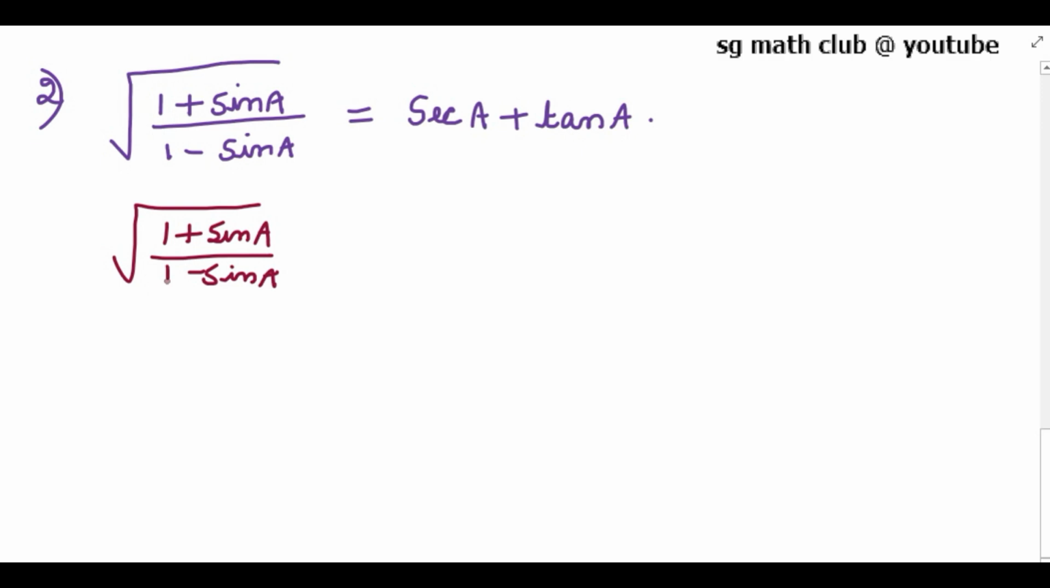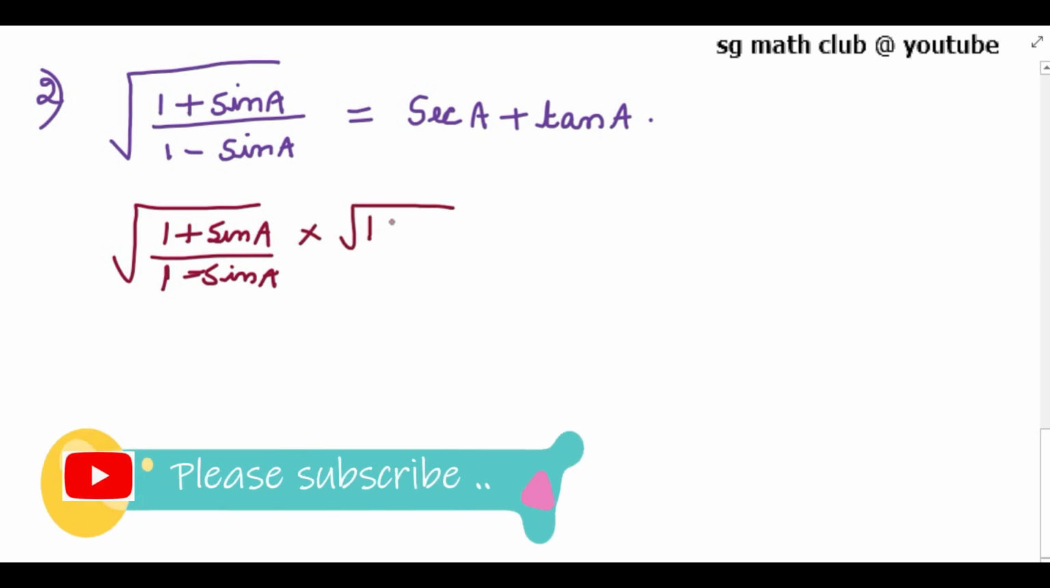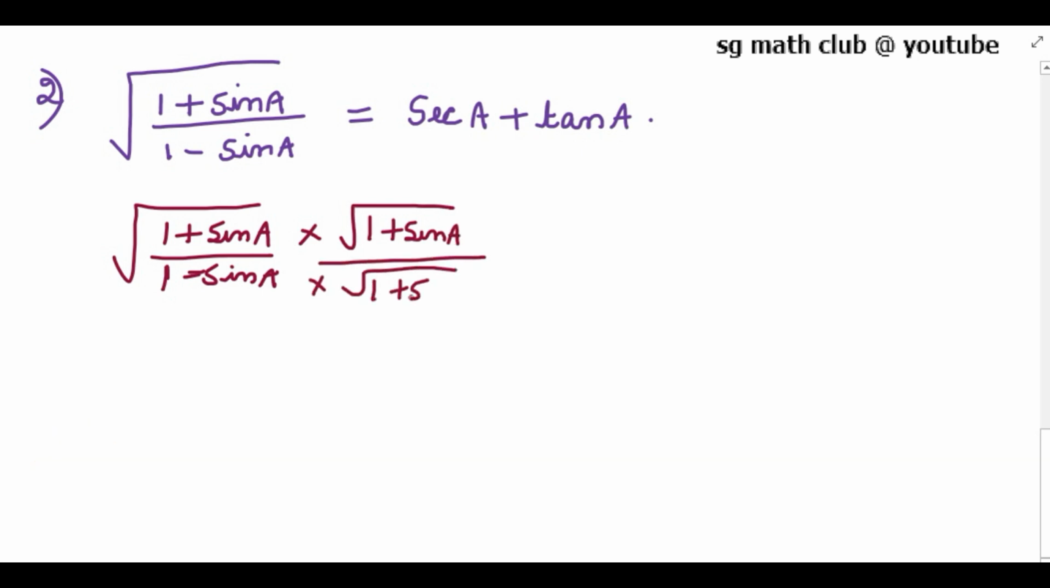In 9th standard you have studied about rationalizing factor. Here it is 1 minus sin A. So I am going to multiply both the numerator and denominator with the square root of 1 plus sin A. In the last sum we divided each and every term with sin A. Here you are going to multiply numerator and denominator with the square root of 1 plus sin A.